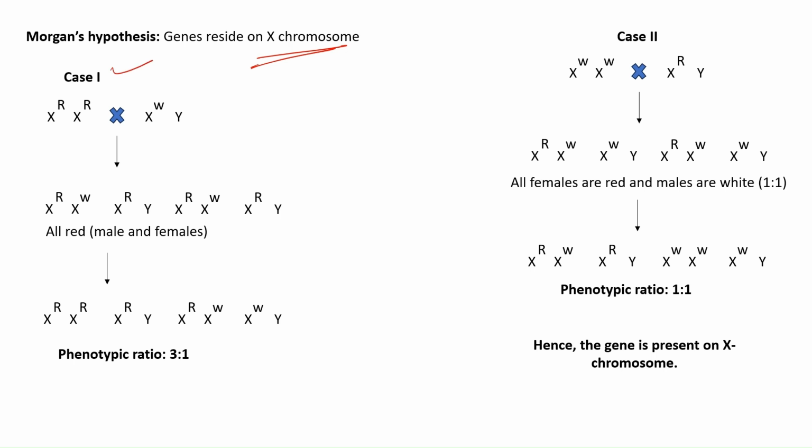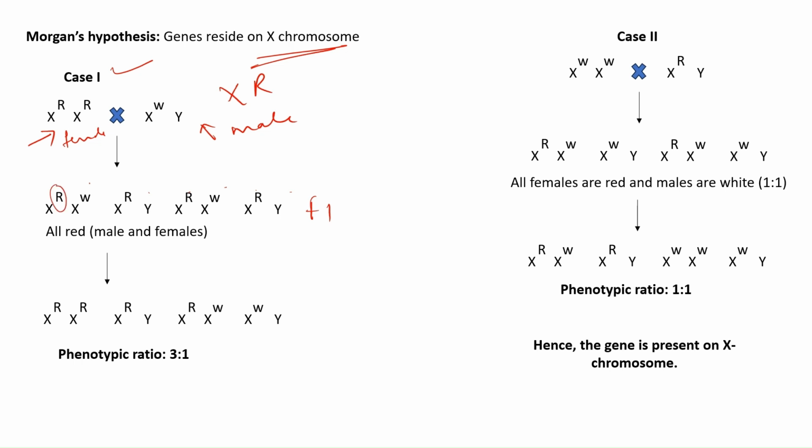So in case 1, why is it written XR? To show that the gene is present on the X chromosome. So what he did was cross a red-eyed female with a white-eyed male. In the F1 generation, he obtained all red, be it female or male: R with W, R with Y, R and W, R and Y, because R is dominant over white.